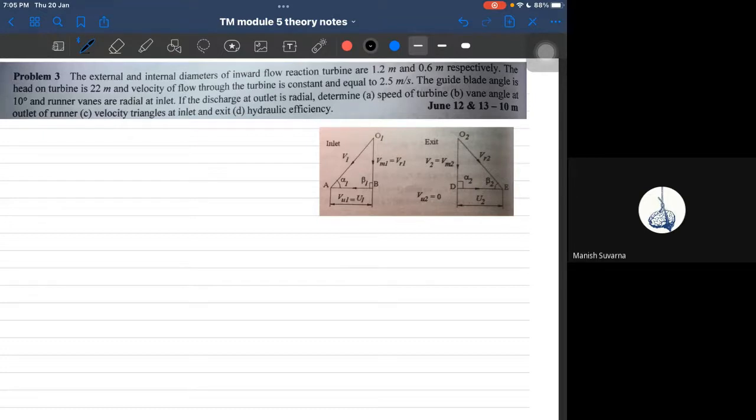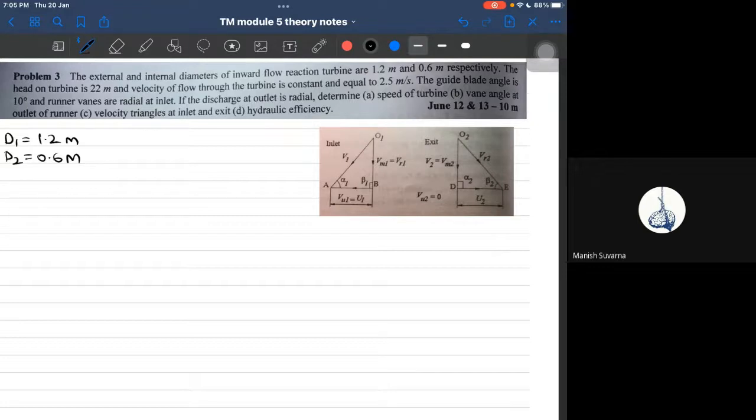So 1.2 meters and 0.6 meters are the diameters given. So the larger one will be D1. No confusions here. Okay, it is very much clear. So the larger value you have to take as D1 and the smaller value you have to take as D2. So that is the first thing given.